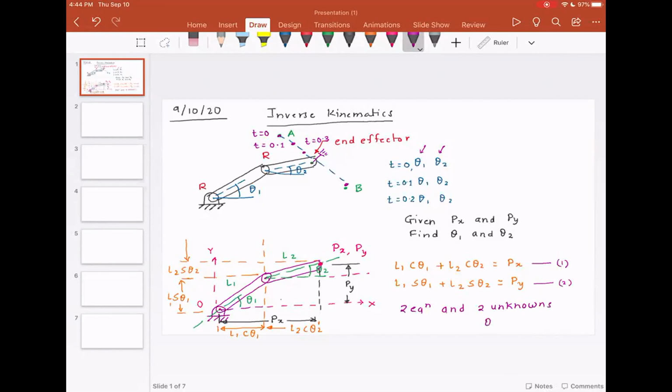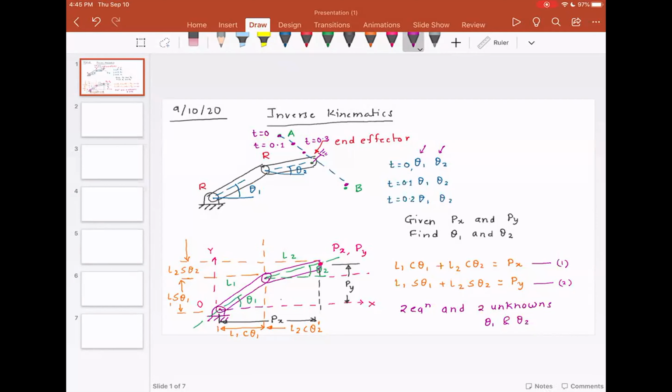My unknowns are theta 1 and theta 2. So I should be able to solve this equation. But unfortunately, the problem is not that simple. I want you to take a minute to think about how this problem could potentially be solved. Even though the unknowns are theta 1 and theta 2, the angles are given in their cosine and sine form. The angles are not given to us in their direct form.